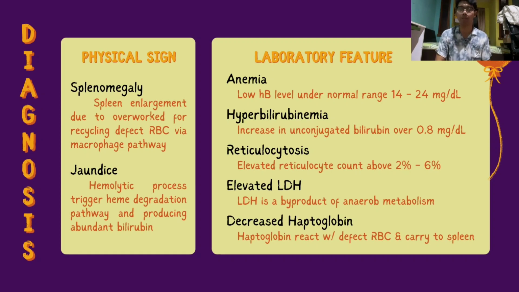Jaundice happens because there is a lot of hemolytic process that triggers the heme degradation pathway and produces an abundant amount of bilirubin. To further confirm the diagnosis, we'll also do laboratory testing in which there are 5 laboratory features that are unique to congenital hemolytic anemia patients.